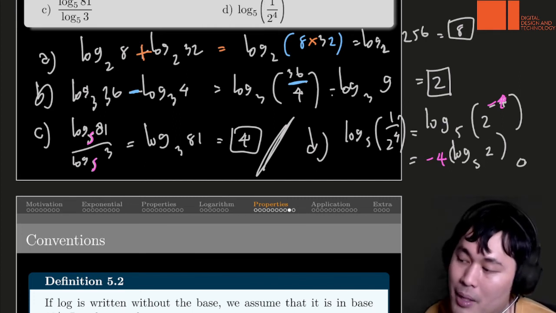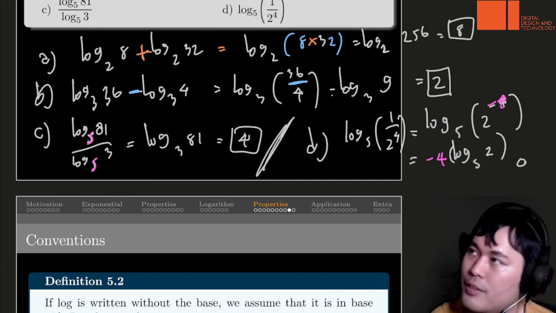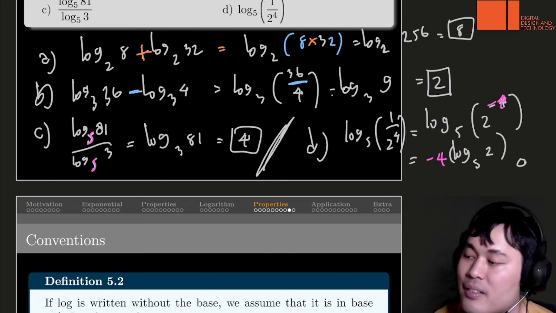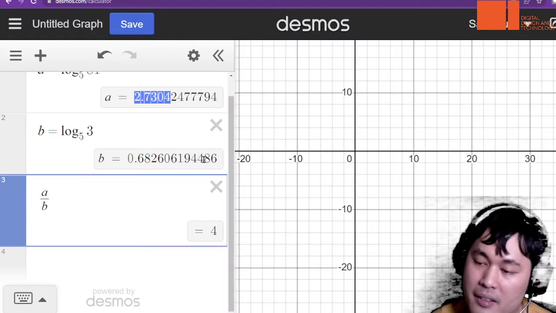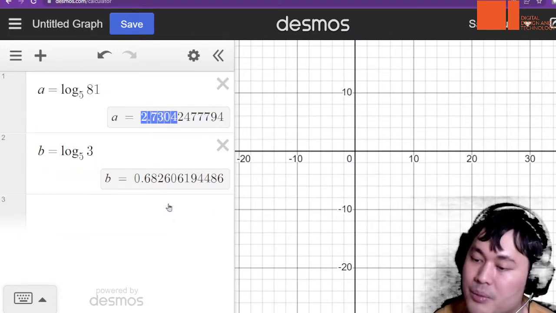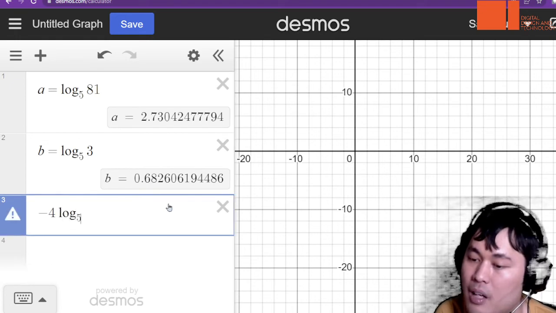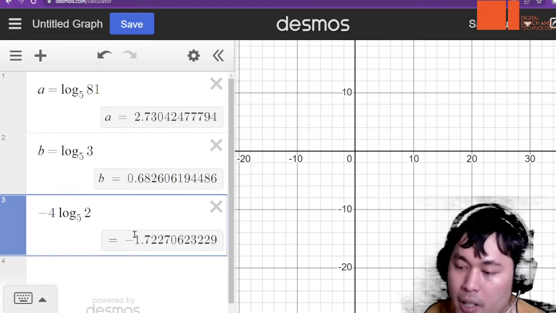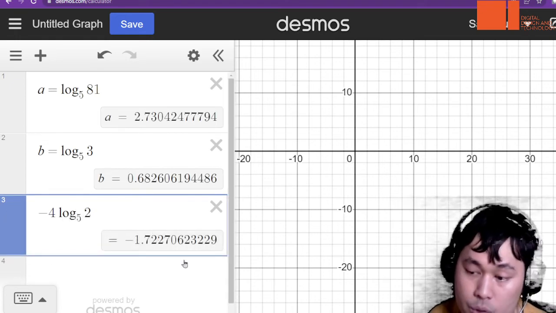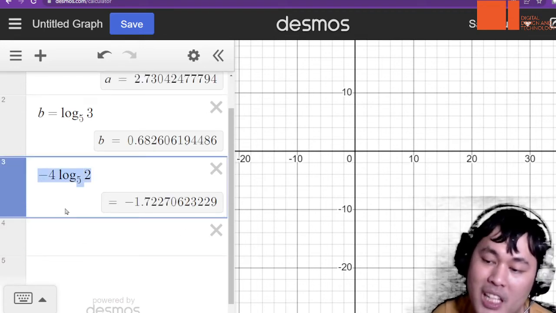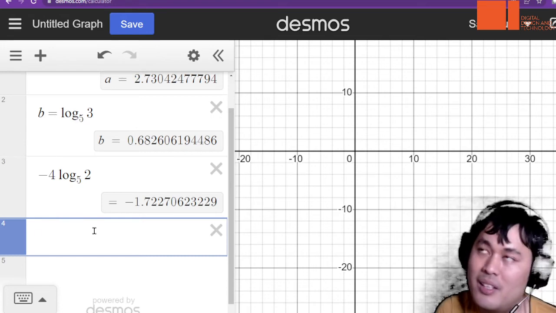Because log base 5 of 2 is, first, the simplest, and second, there's no way to reduce that further. And this might be a good time to use a calculator. So -4 times log base 5 of 2 is about -1.722. So that's the answer. But you are welcome to keep the log if it doesn't spark joy.